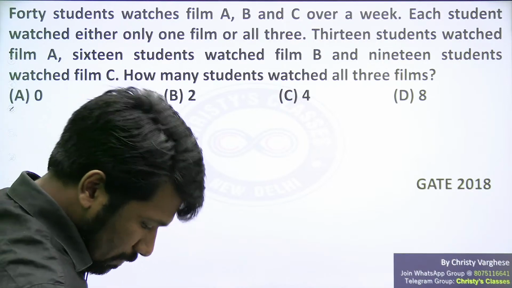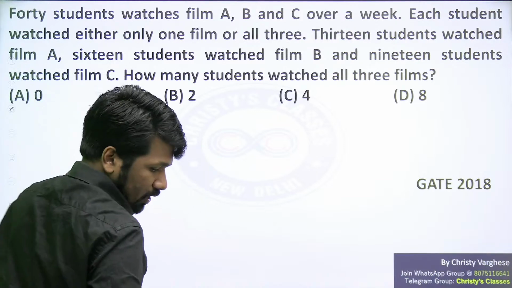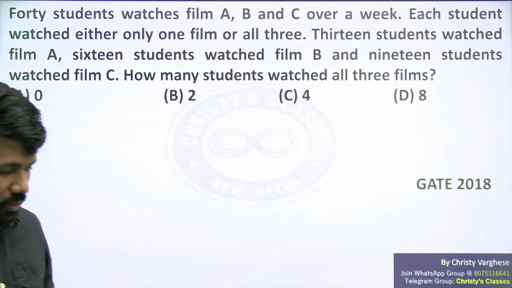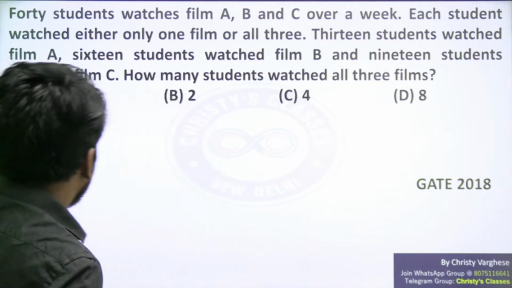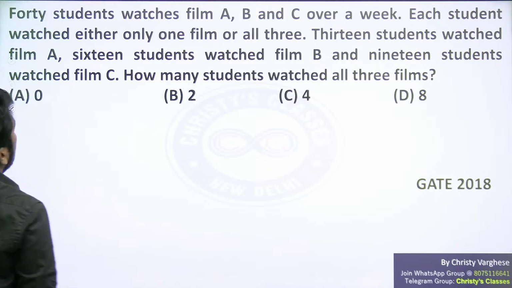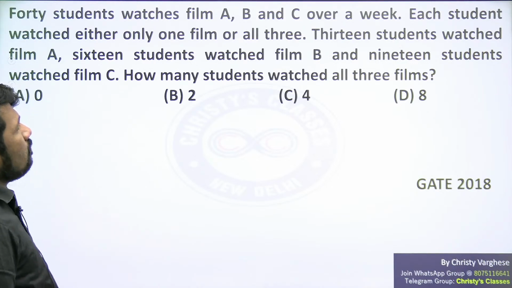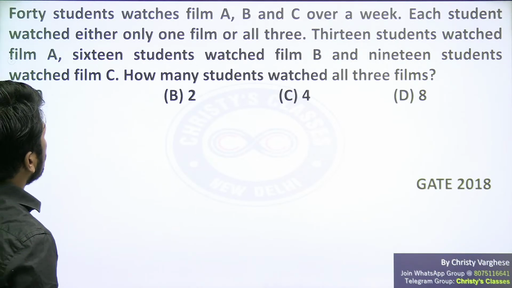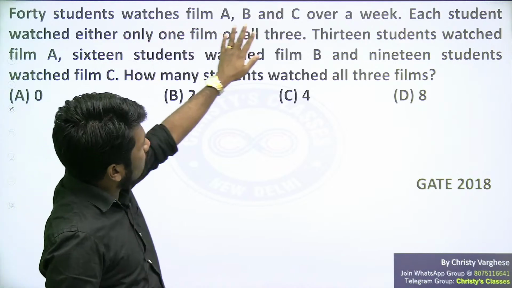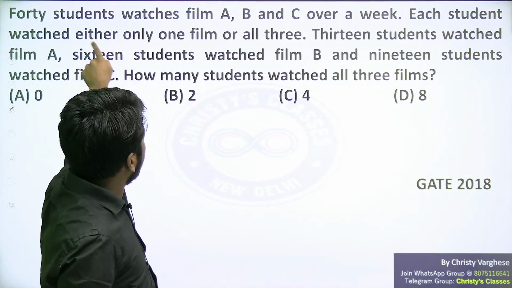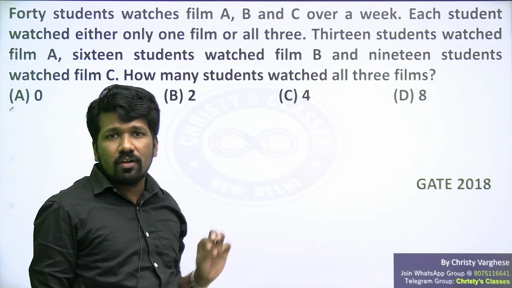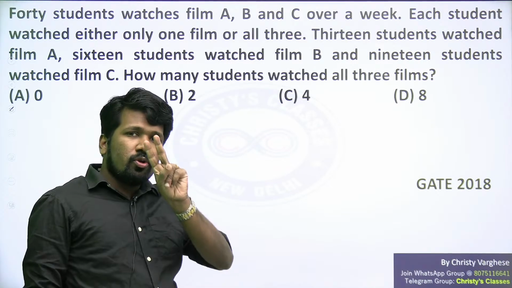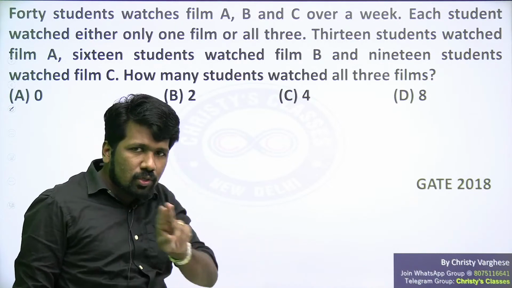Very few people got this right, so I will elaborate on this. Just a minute. 40 students watch films A, B, C over a week. Each student watched either only one film or all 3. Read this sentence very carefully: either only one film or all the 3 films they have watched. That means 2-film watching people is 0.